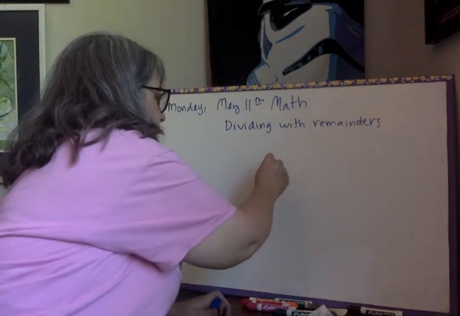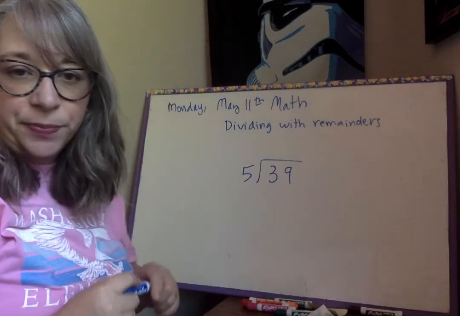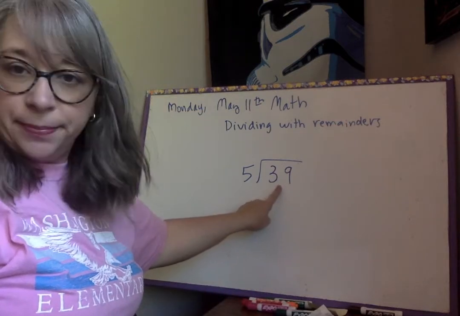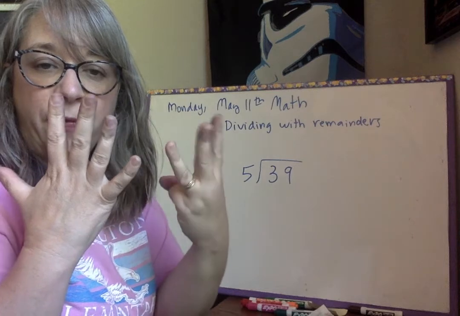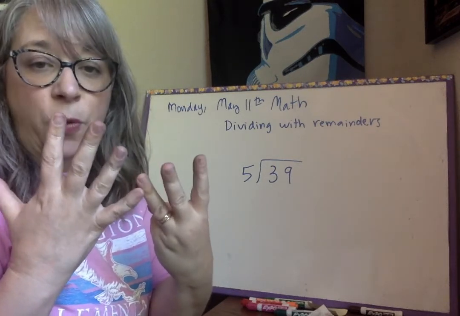Let's do 39 divided by 5. All right, let's count by 5s. We can't go over 39. 5, 10, 15, 20, 25, 30, 35, 40. We can't do 5 times 8. That's 40. That's too much.